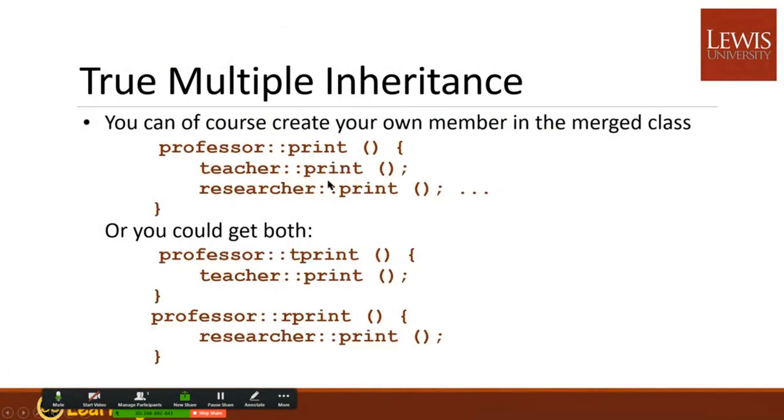So a professor may have a print. A teacher and a researcher have different print functions. In order to resolve it, you had better have the T print and the R print, so that they are in different scopes.